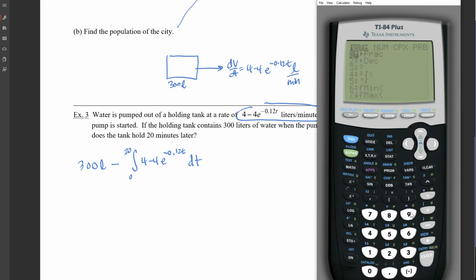I'll do a math 9 from 0 to 20 of 24 minus 4e to the negative 0.12 t. I'm going to put x's instead of t's, because my calculator doesn't know. And I need to subtract that number from 300. And that is the number of liters I have in my tank after 20 minutes.